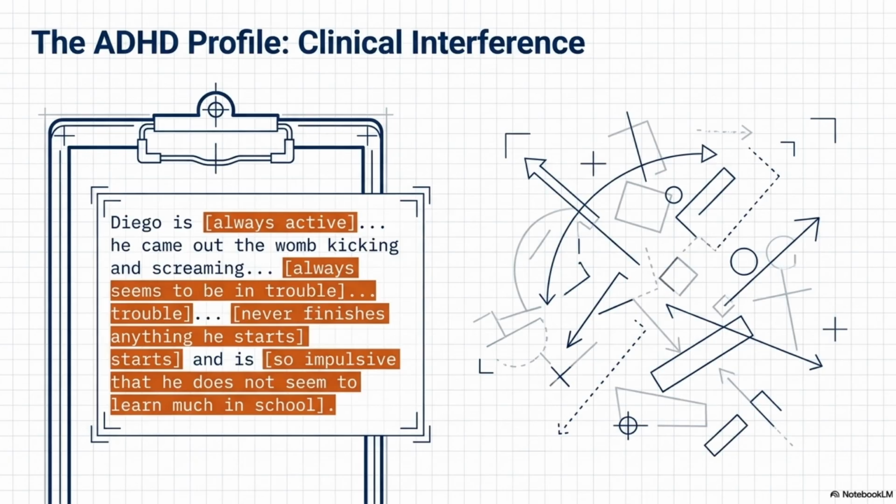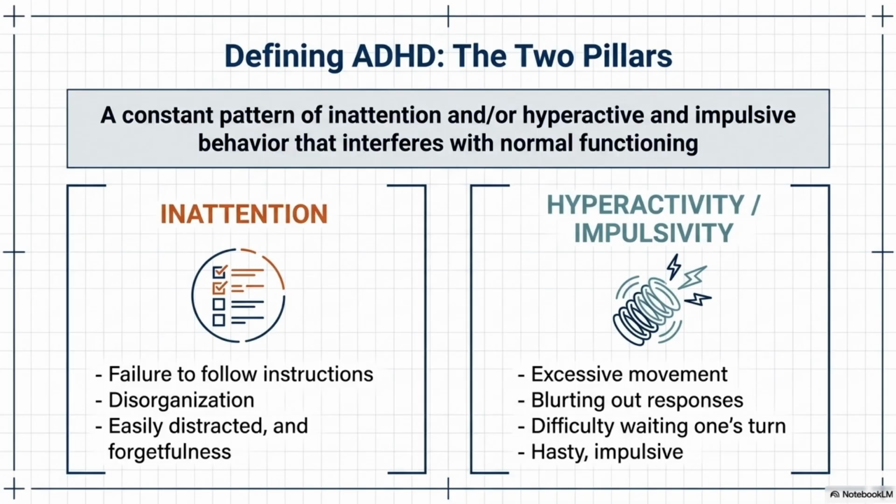What's fascinating here is figuring out where the normal chaos of childhood ends and a clinical disorder begins. Because any 5-year-old struggles with sustained attention, right? Most kids that age are impulsive and fidgety. If I'm looking at this critically as the student here, I want to know the exact threshold. What transforms standard childhood boisterousness into a definitive diagnosis of ADHD? Okay, let's unpack this. The defining threshold is interference with normal functioning. It's not just about a child having high energy. It's about a biological inability to regulate that energy to the point where it actively derails their life.